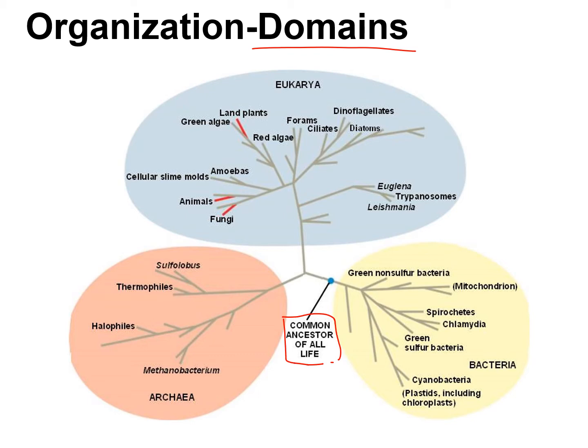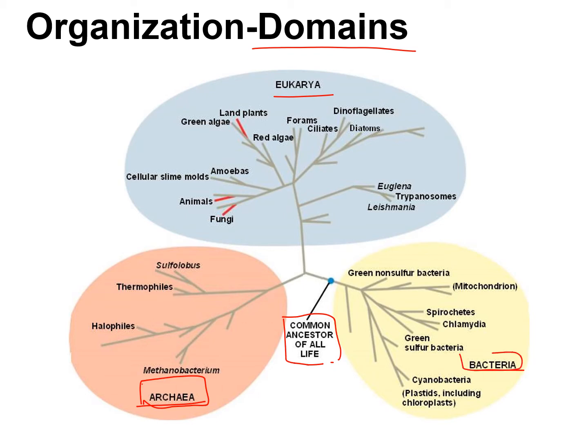Those 3 domains are archaea, bacteria, and eukarya. Just a general description of these groups: the archaea are single-celled organisms that tend to be found in extreme environments, like very hot environments, very salty environments, very acidic environments. So you're not going to run into the archaea very often.